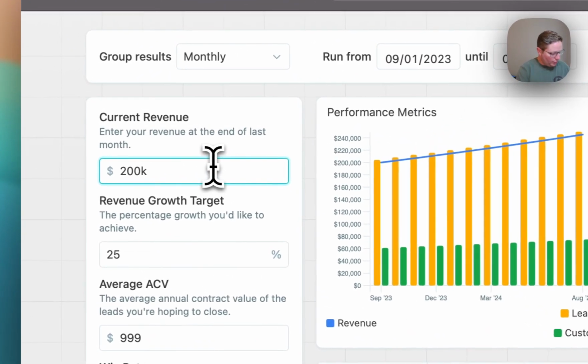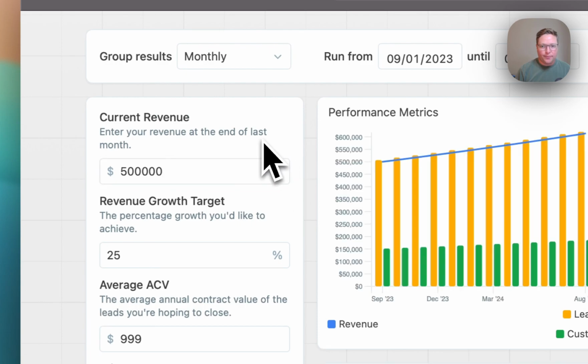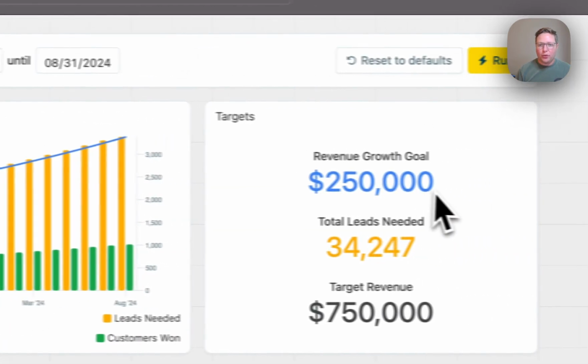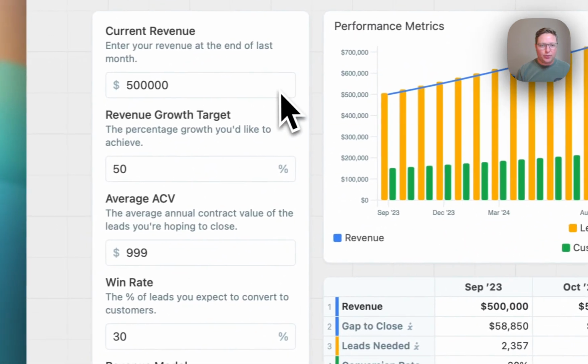We're going to put in our current revenue. Let's say the company makes $500,000. And let's say that we want to grow by 50% over the next year. We really want to grow. We want to have $250,000 in additional revenue coming in the door a year from now.